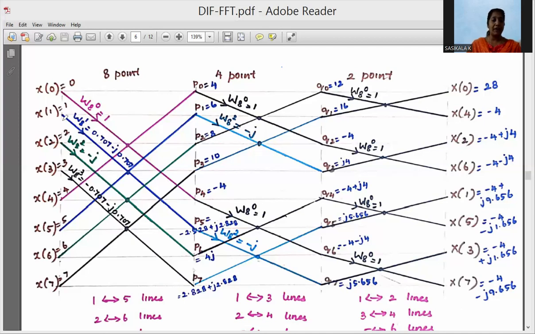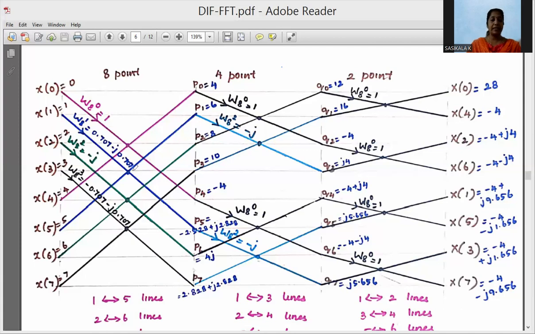The second butterfly is obtained by connecting the 2nd and the 6th line. Again here, connect the 2nd and 6th line, and at the intersection point, put a dot and immediately write W8 power 1 is equal to 0.707 minus J 0.707.